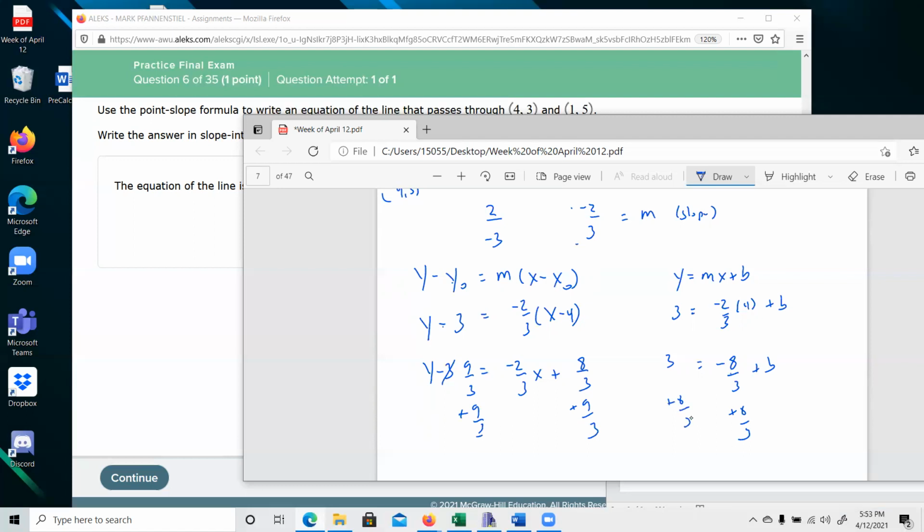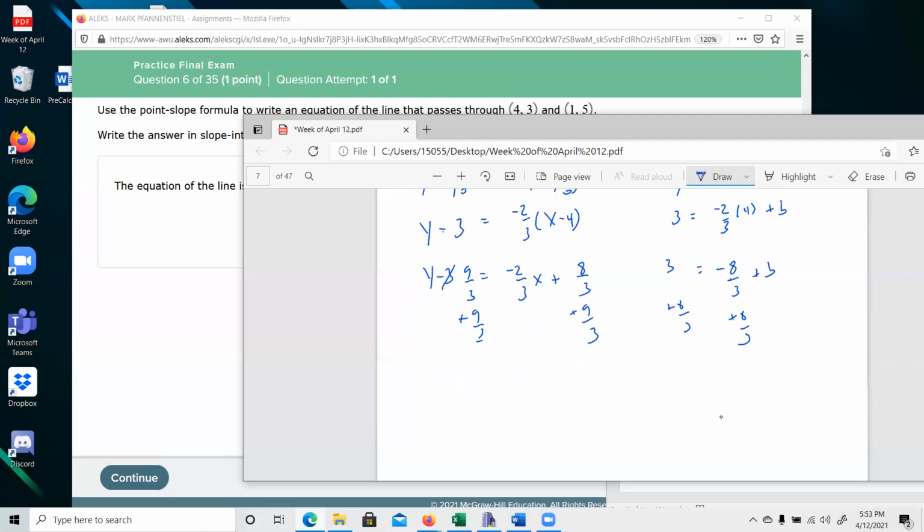So these cancel here, right? So we just have y equals negative 2/3 x, 8 plus 9, both thirds. So 8/3 and 9/3, that's going to be 17/3. Over here, we're going to have b is equal to 3 plus 8/3. So 3 is really 9/3, 9 plus 8, 17/3. We'll go back and say that's negative 2/3 x plus 17/3.